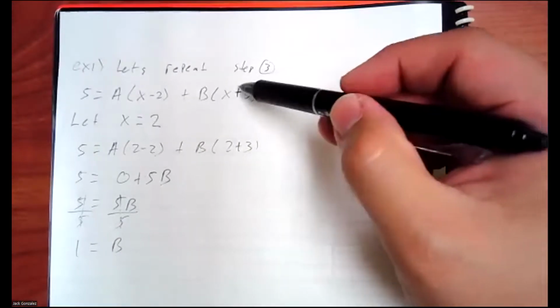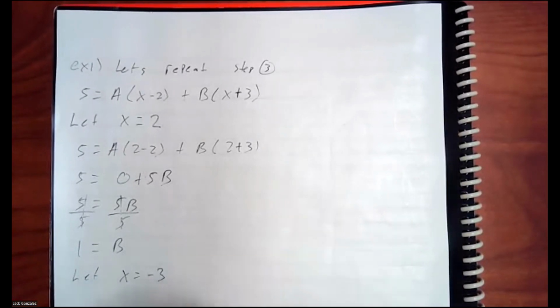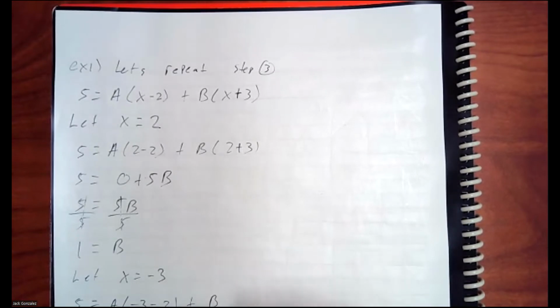So then do the same thing to get rid of this term. So let x equal -3, and then we get 5 equal to a times -3 minus 2 plus b times -3 plus 3. So notice how this will go to 0, and then we can solve for a, just like we did earlier. Does that make sense? This is called the Heaviside method. I don't know if the homework will do one or the other. I forget.